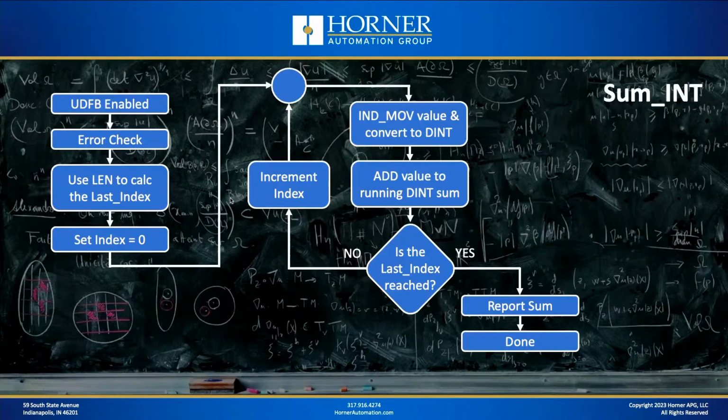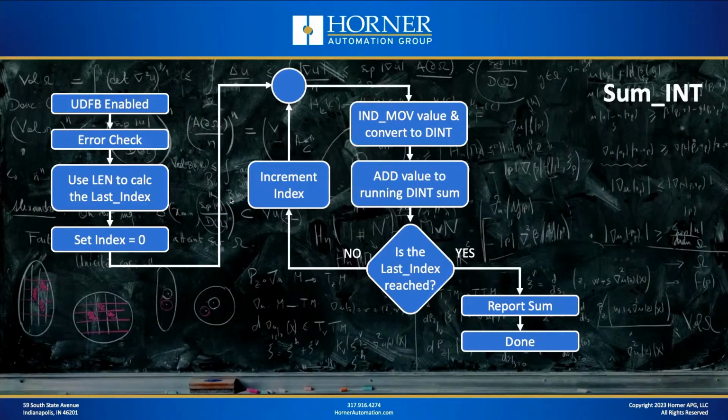We're going to check and make sure that our index has not reached maximum yet. If it hasn't, we're going to increment the index, grab the next value, add it to the sum, and do it over and over again until we've reached the last element in the array. And then once we've reached the last element, we're done.